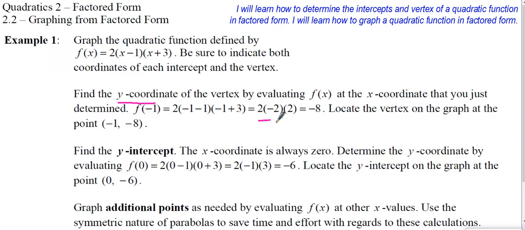And then I'll multiply all of these together. 2 times negative 2 times another 2 is a negative 8. So my vertex is negative 1 comma negative 8.